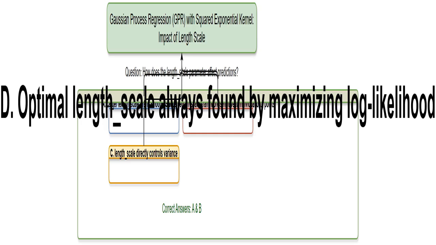This statement is also incorrect. While maximizing the log likelihood is a common way to find good hyperparameters in GPR, it doesn't guarantee that you will always find the absolute best length_scale. The optimal length_scale depends on what you're trying to achieve. Sometimes, a slightly less optimal length_scale, in terms of log likelihood, might provide better generalization to new, unseen data, leading to better predictions in practice. Think of it as finding the best balance. Sometimes a perfect fit to existing data isn't the most important thing.